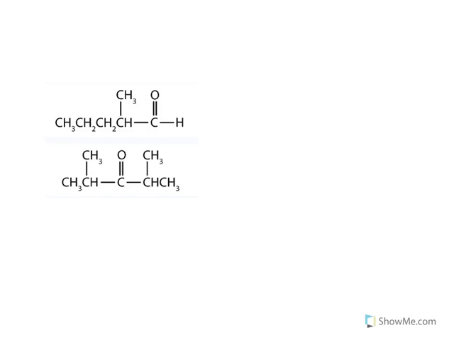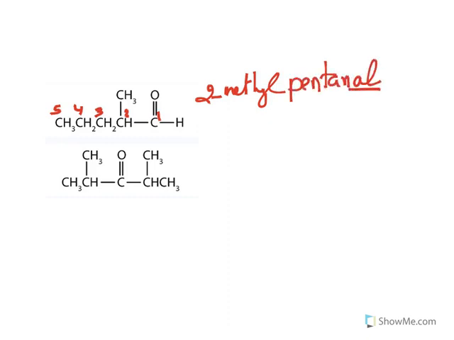The first one is an aldehyde to name. So 1, 2, 3, 4, and 5. I have 2-methyl. It's a substitution on the second carbon, and there's no need to mention number 1 in naming an aldehyde. Pentane. We remove the -e, we replace it with -al for the aldehyde.